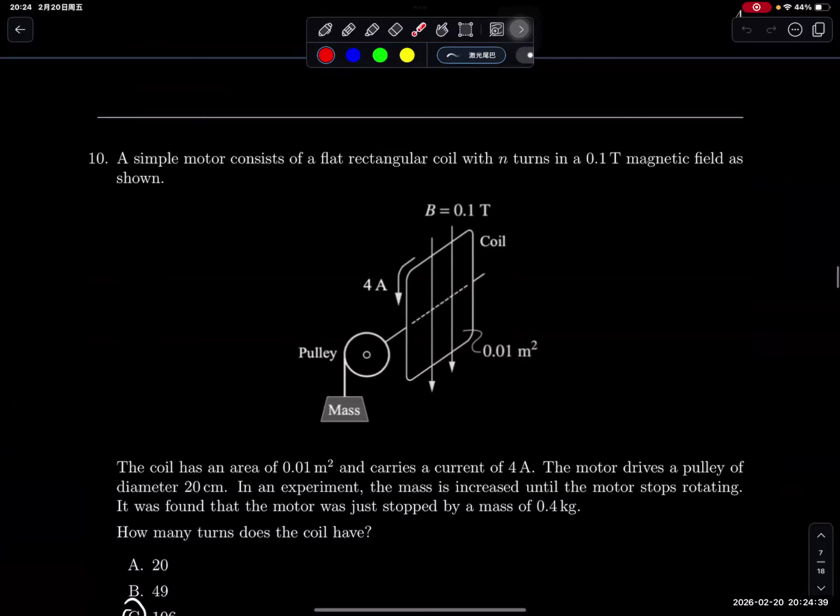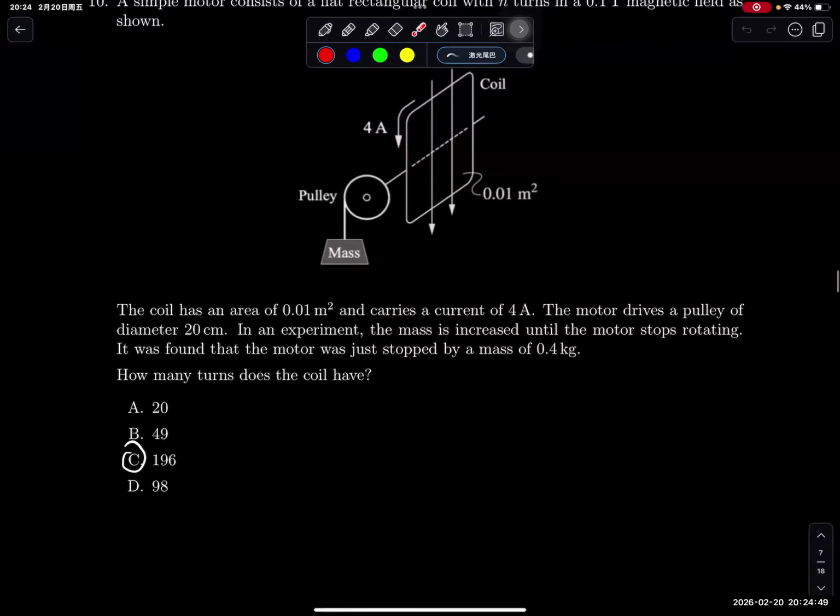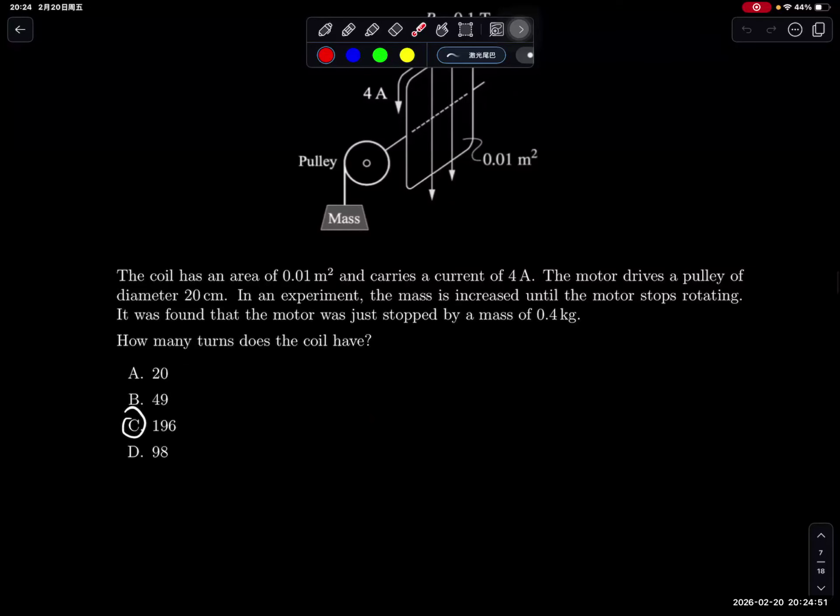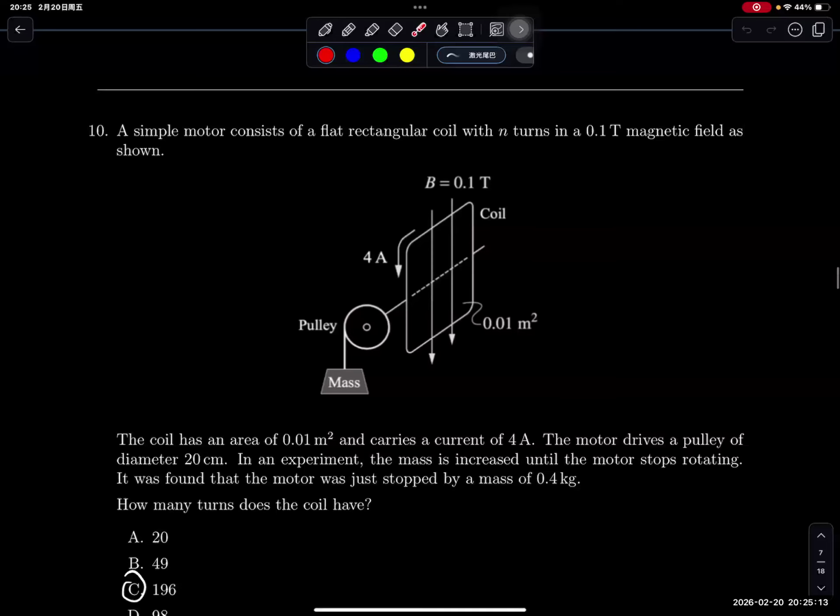Question 10, we have a coil and we pretty much have a motor, and that is used to balance a mass with a pulley. Okay, so the torque produced by the mass, which is mg times the radius of the pulley, must be equal to the torque supplied by the coils, so that torque is balanced, and then you can suspend the mass. Okay, so you can just balance the torque. NBIA is going to equal mg times the radius of the pulley, and then solve for the number of turns N. You should be able to get your answer.